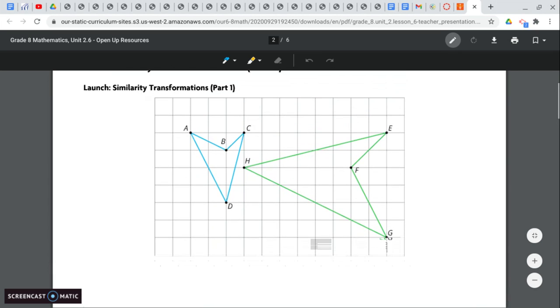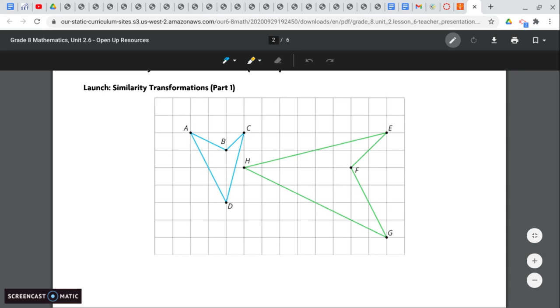So similarity of transformations basically means that there's a sequence of transformations, whether it be reflections, rotations, and dilations, that takes one figure to another figure. So if we look at these two figures here, obviously there's a definite dilation going on between them. We also have a rotation and a translation to move this original figure over to this green one, so the blue to the green. We have this sequence of transformations.